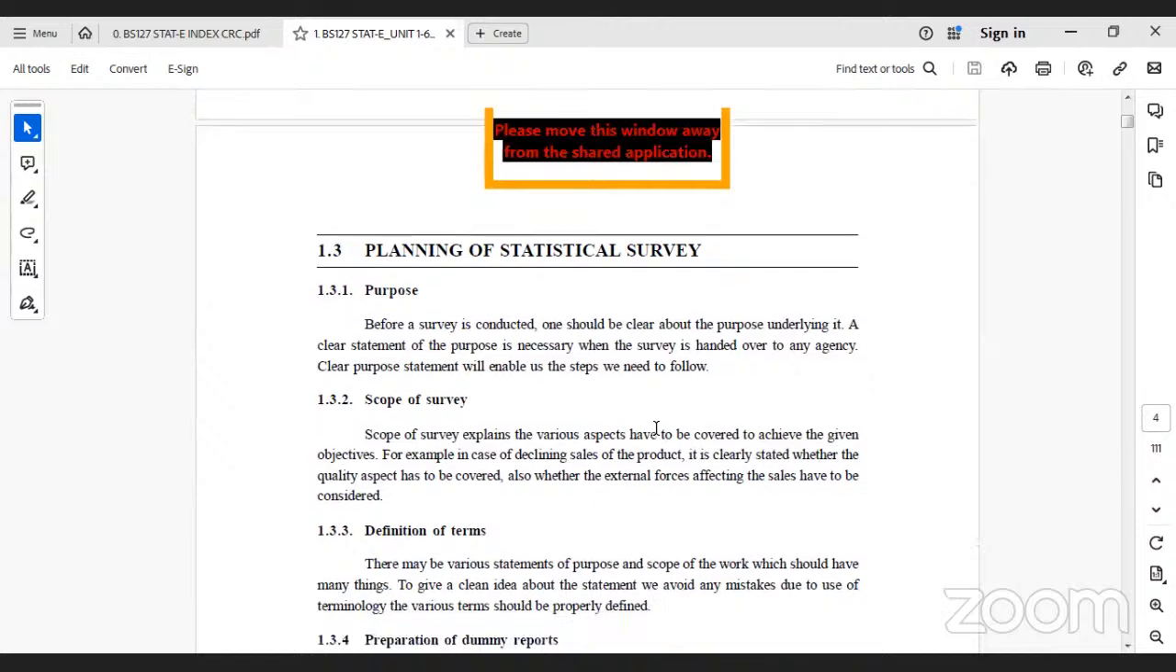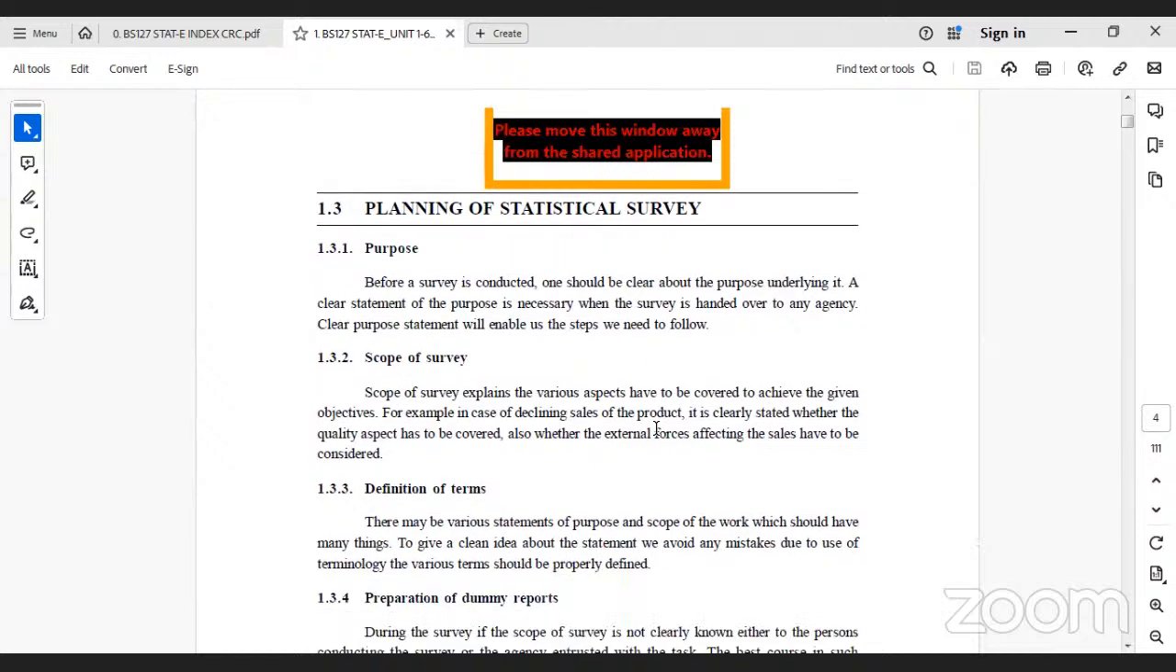Scope of survey. What is the scope? The scope of the survey explains the various aspects that have to be covered to achieve the given objectives. For example, in case of declining sales of a product, it should be clearly stated whether the quality aspect of the product has to be covered, and whether the external forces affecting the sales have to be considered. What defect or problem is in the product, and the external forces affecting the sales have to be considered.